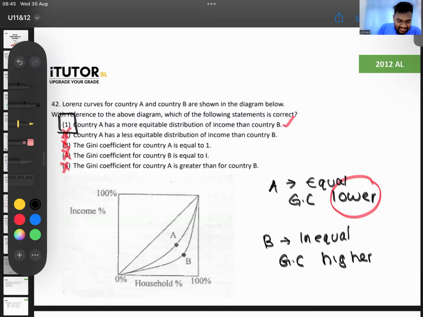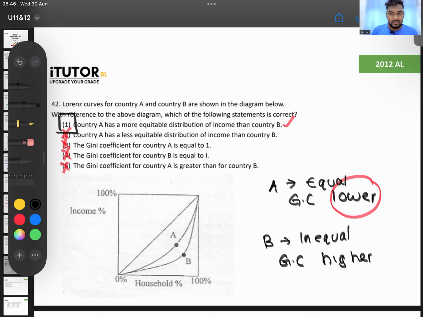So can you see, guys, how easy this is? It looks like a very hard question. But once you know Gini coefficient and Lorenz curve, you can easily get the question. So go back to the 2011 question where we discussed, if you joined late. Is that fine, guys?